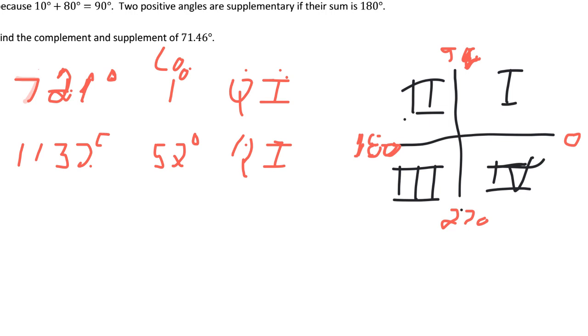And it works positive and negative the same way. So say we have 596 degrees. 596 minus 360 puts us coterminal at 236 degrees, and 236 degrees will be in quadrant 3.